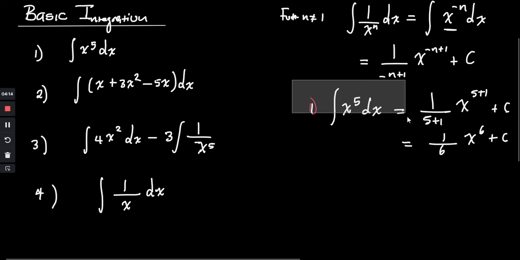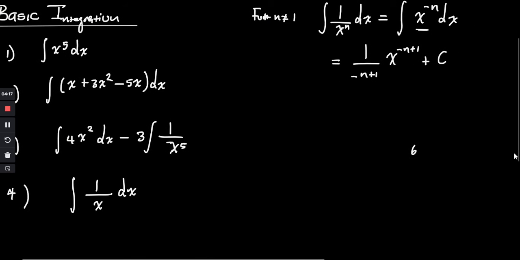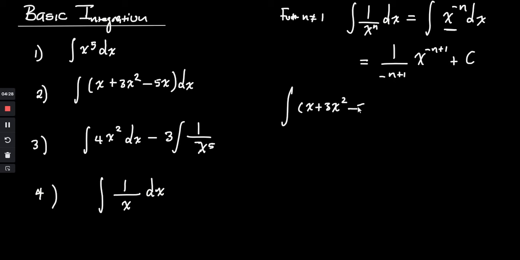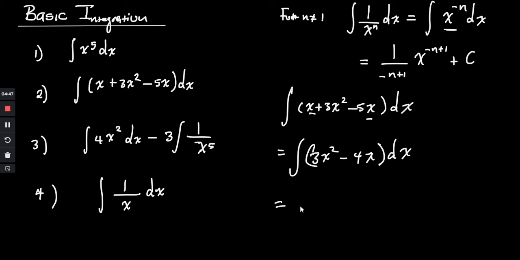So we're going to look at the second problem now, without wasting time. For the second problem, we have the integral of x plus 3x squared minus 5x dx. What we can see is that we have a common factor here, so we can just group this. So this is the same as 3x squared, then minus 4x, because it's x minus 5x dx. But this is the same as 3x squared dx, then minus 4.